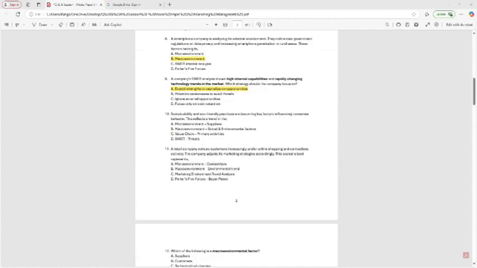So let's move to question number 10. Sustainability and eco-friendly practices are becoming key factors influencing consumer behavior. This reflects a trend in the: microenvironment, suppliers, macroenvironment, social and environment factors, value chain, primary activities, SWOT threats. So read the question again and try to get the answer.